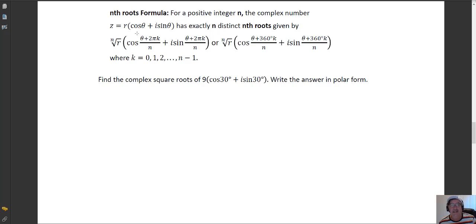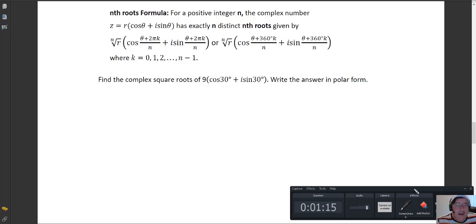The complex number z equals r times cosine theta plus i sine theta has exactly n distinct nth roots given by, and some of these formulas can look intimidating, the nth root of r times cosine of theta plus 2 pi k over n plus i sine, ditto. Or you could also take 2 pi and write it in degrees as 360 and rewrite this formula. Now here's the catch: this k number in this formula starts out 0, 1, 2, and it goes to n minus 1. All right, so I guess the best way to show you how to work these type problems is to go ahead and do one down here.